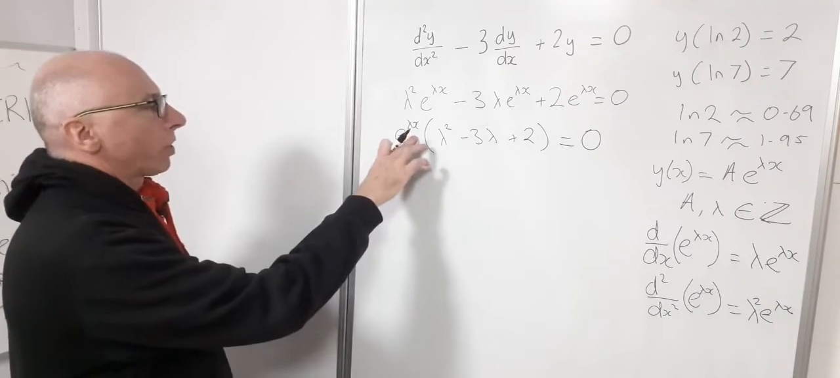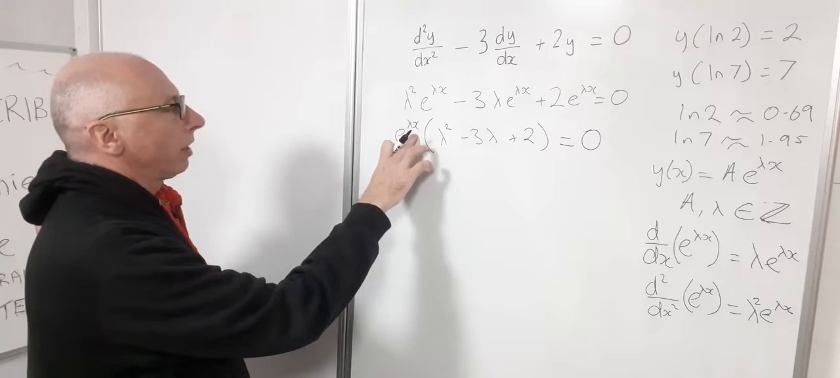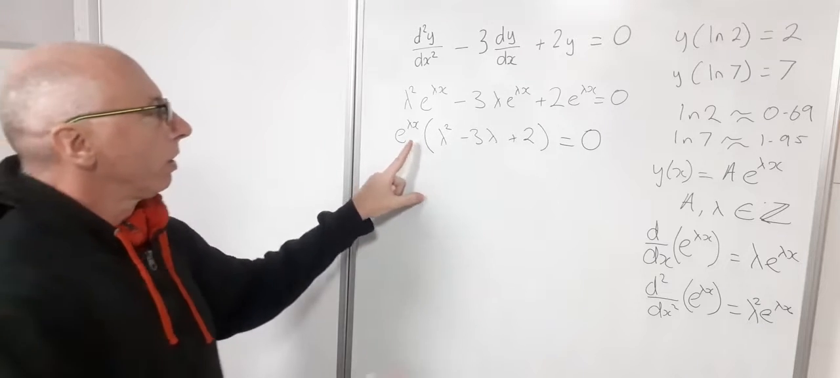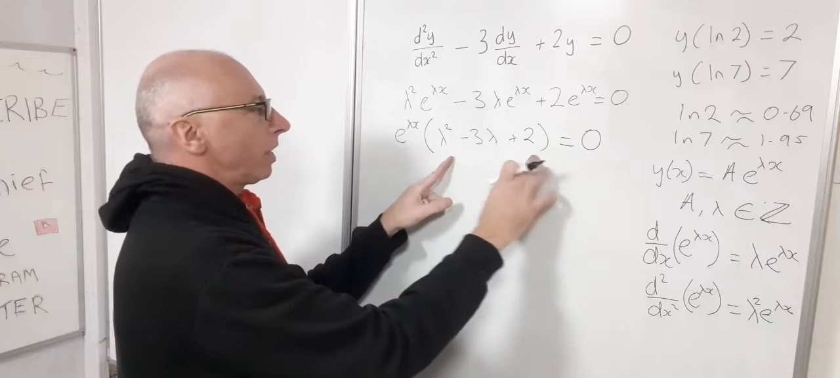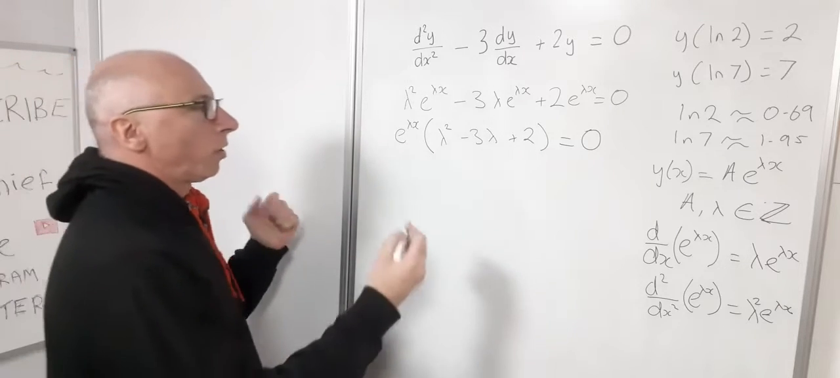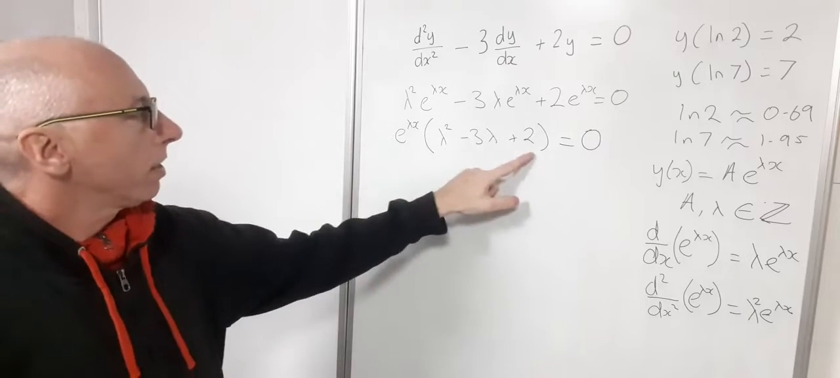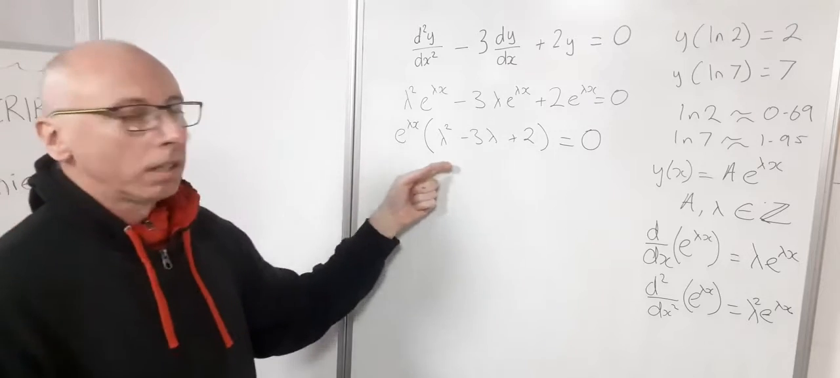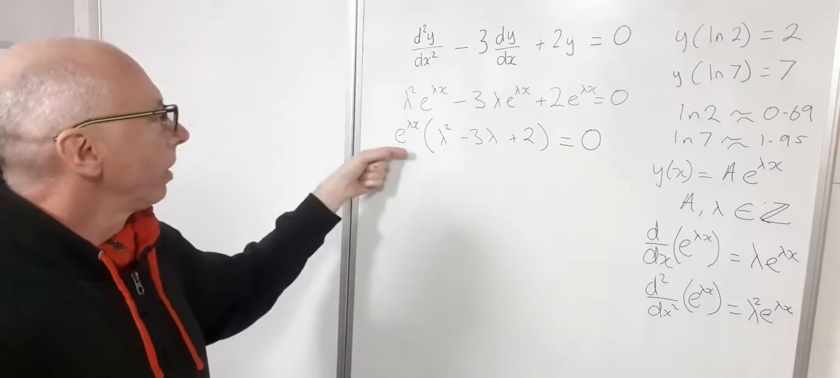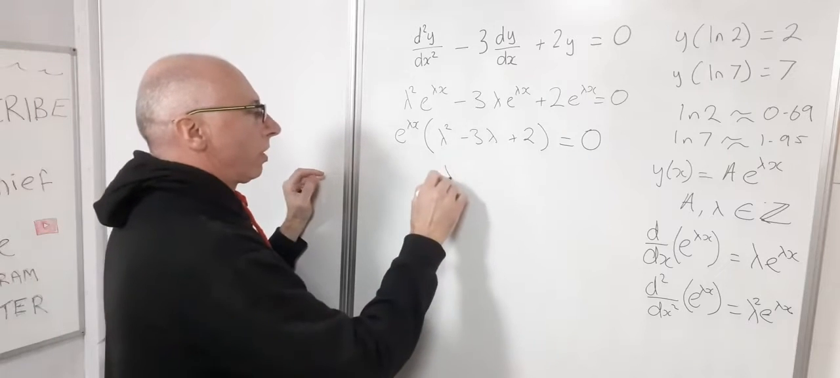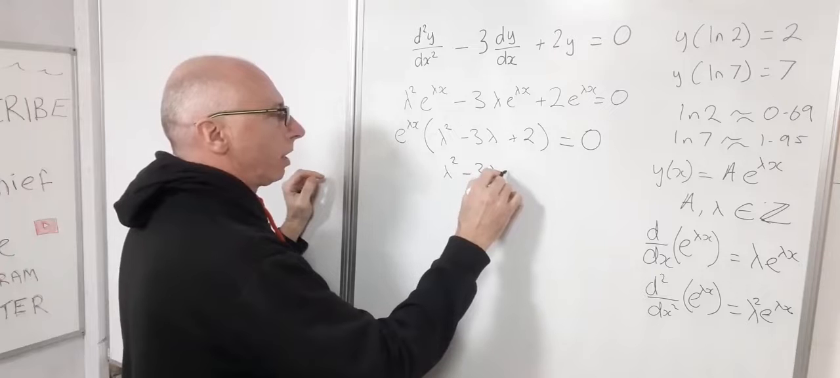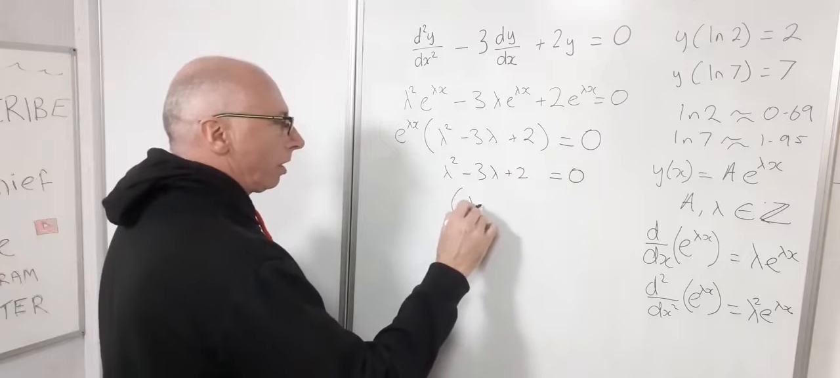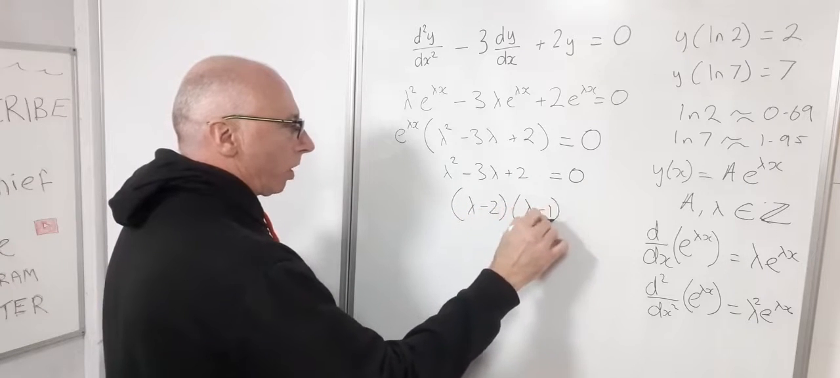Well, the exponential function here, we know that that will never equal 0. So if that never equals 0, for this thing to equal 0, we must have this bit here must equal 0. So therefore, what we're trying to solve here now is this equation here. So divide both sides by e to the lambda x. This will stay as 0. This will just turn into a number 1. So now we've got lambda squared minus 3 lambda plus 2 equals 0, which you can quite easily factor out. I've got lambda minus 2, lambda minus 1 equals 0.